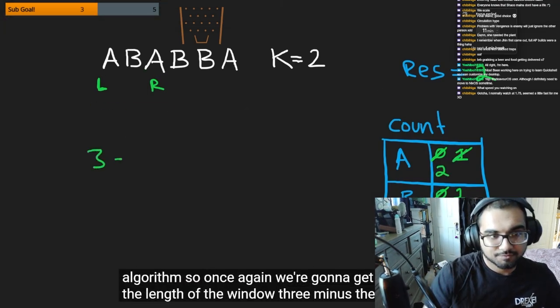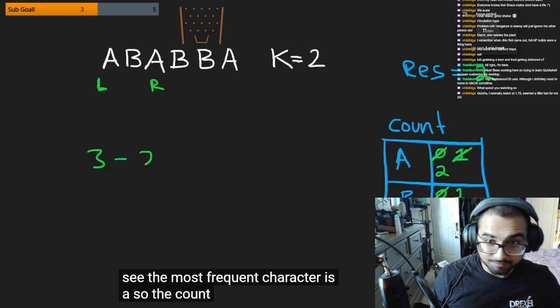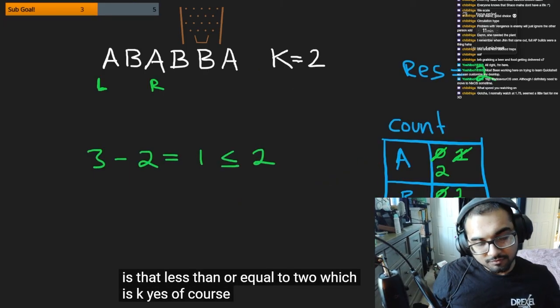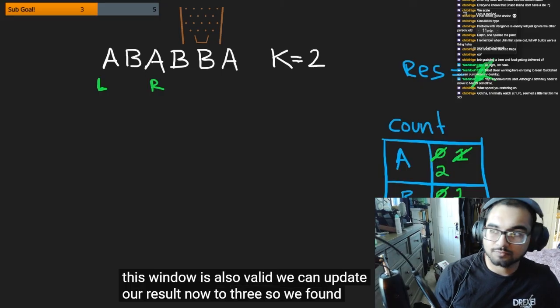So once again, we're going to get the length of the window, 3, minus the count of the most frequent character. We see the most frequent character is a, so the count of it is 2. 3 minus 2 is 1. Is that less than or equal to 2, which is k? Yes, of course it is. So this window is also valid. We can update our result now to 3. So we found another window even longer.